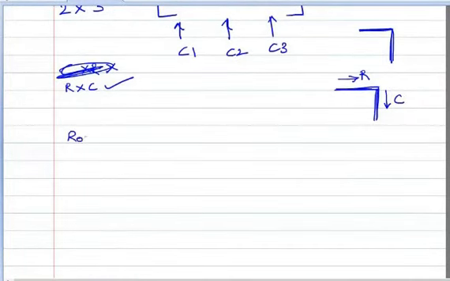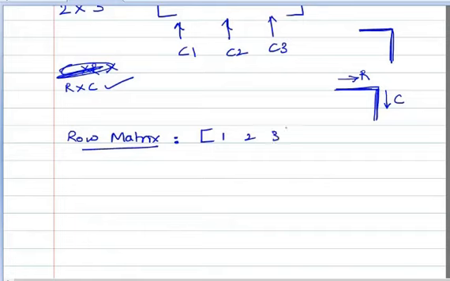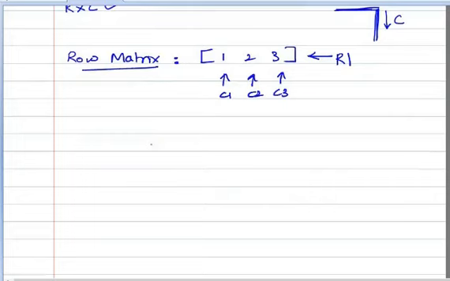Next is row matrix. If a matrix has a single row, then it is called a row matrix. Example 1, 2, 3. So this has only a single row, but 3 columns are there. This is column 1, column 2, column 3, and this is row 1. So I am having only a single row. That's why it is called a row matrix.